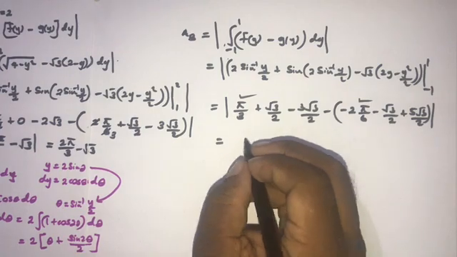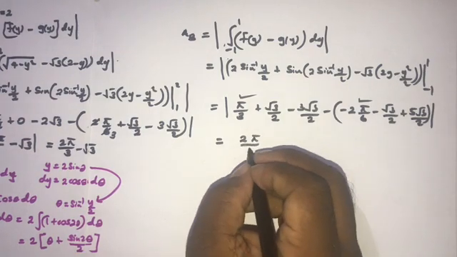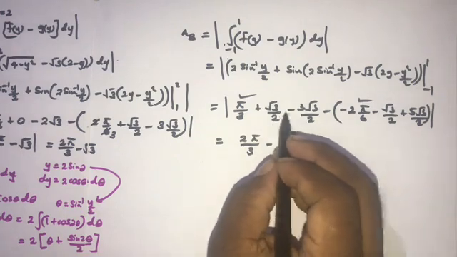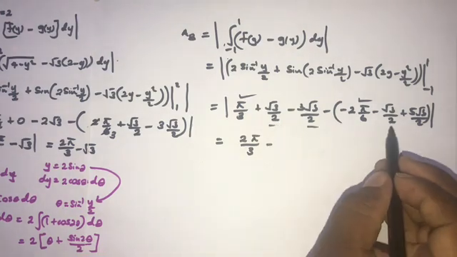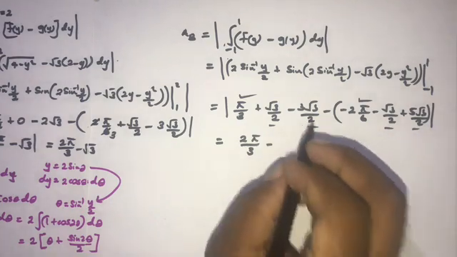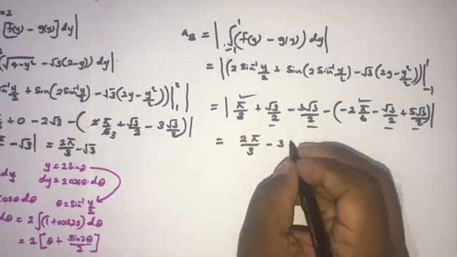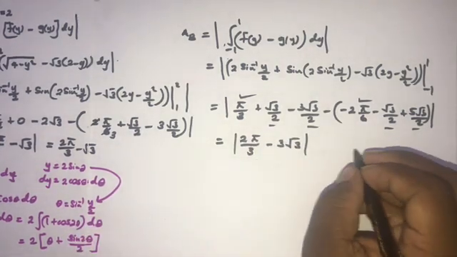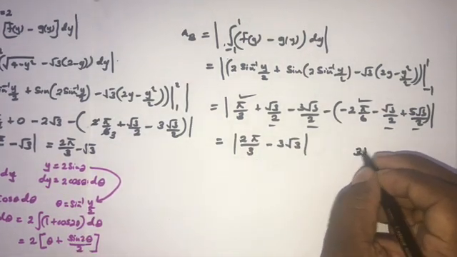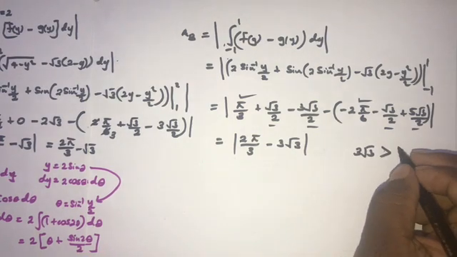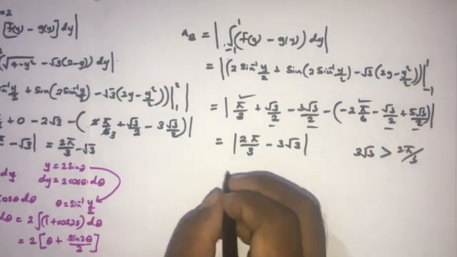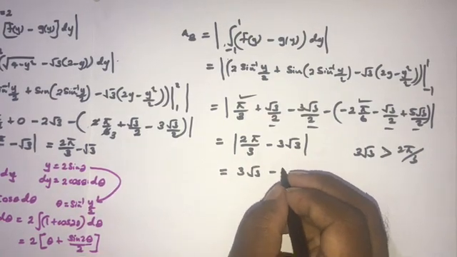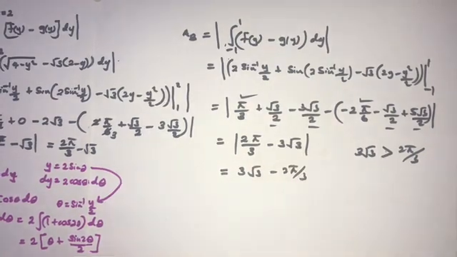So if we simplify, we know 2 pi over 3 here, so here 3 times square root of 3, and we know 3 times square root of 3 is greater than 2 pi over 3, so the area is 3 times square root of 3 minus 2 pi over 3.